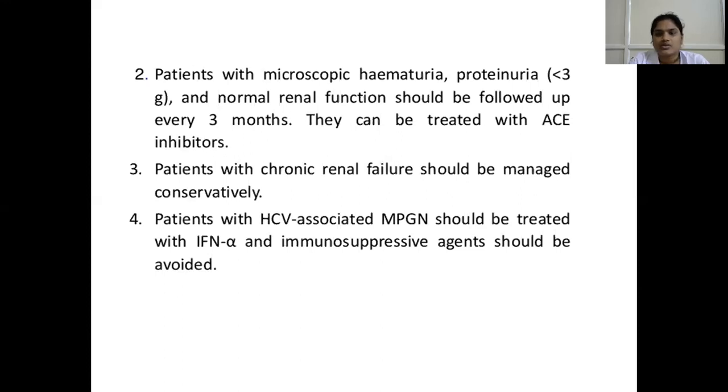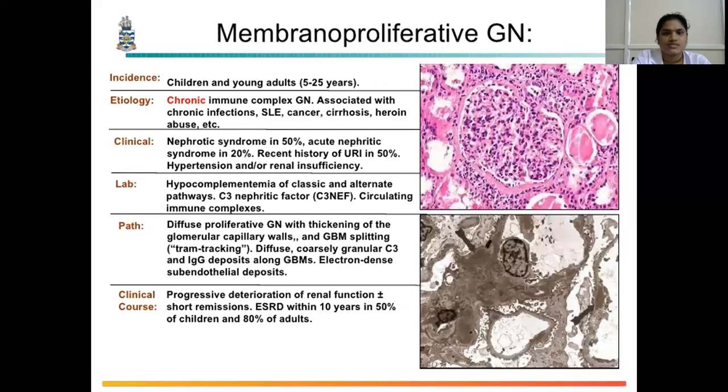So patients with microscopic hematuria and proteinuria less than 3 and normal renal function should be followed up every 3 months, and they should be treated with ACE inhibitors. The patient with chronic renal failure should be managed conservatively. And the patients with HCV associated disease should be treated with interferon alpha. An immunosuppressant agent should not be given. So this is the brief summary of membranoproliferative glomerulonephritis.